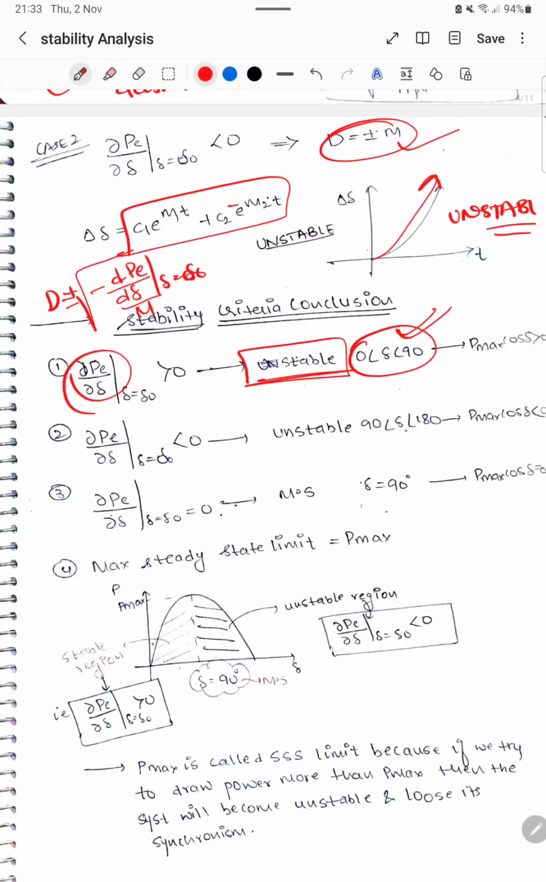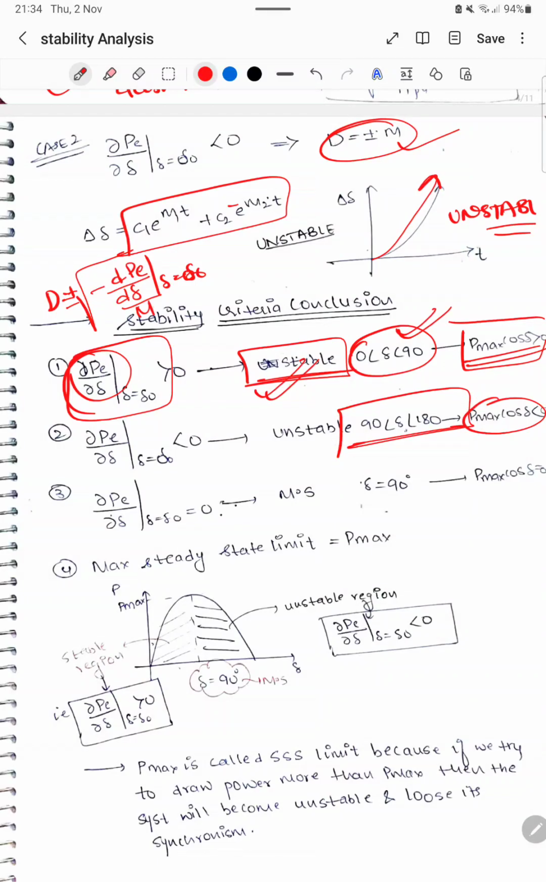Basically, if you differentiate P max sin delta, you get P max cos delta. This value being positive means P max cos delta is positive in the range of delta 0 to 90, which is the stable range. Similarly, if P max cos delta is negative, that is unstable, which lies between 90 to 180. And if delta equals 90, it is marginally stable, with P max cos delta equal to 0.